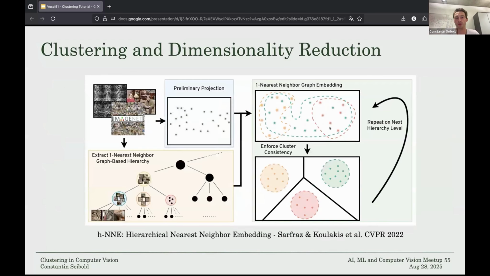What does HNNE do? It basically uses the FINCH hierarchy, starts with a preliminary projection using PCA, and then moves points together if they belong to the same cluster. Basically, they enforce the cluster hierarchy in every step to get the different points if they belong to the same cluster, in different sub-areas of the cluster of the higher hierarchy.